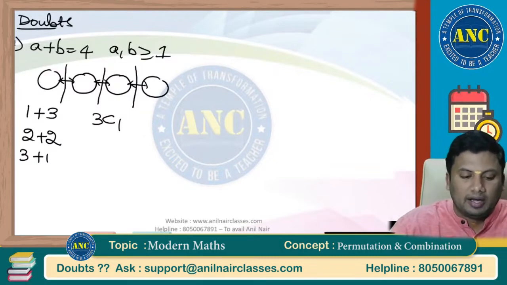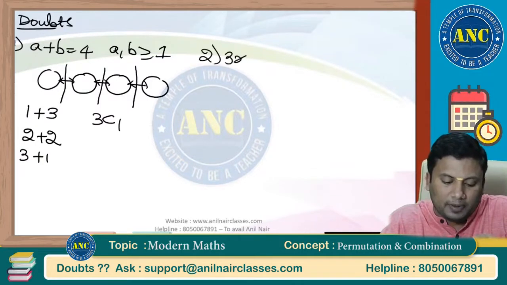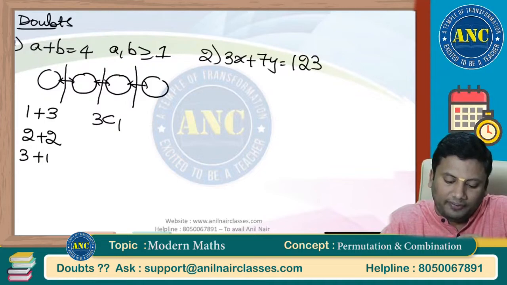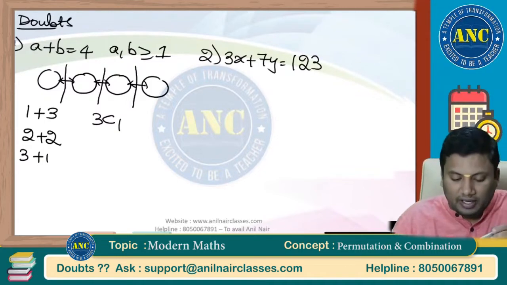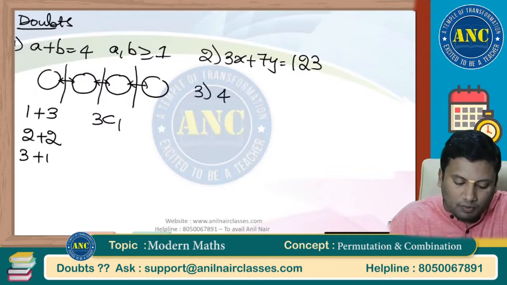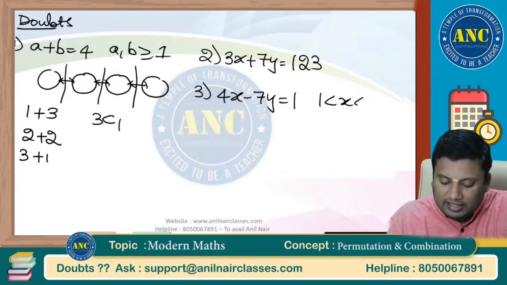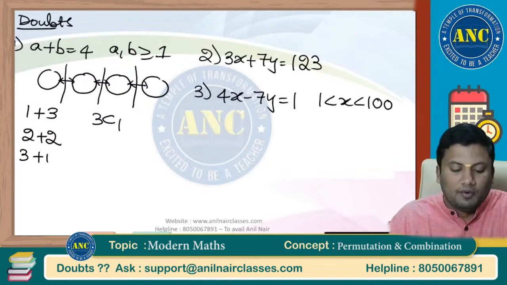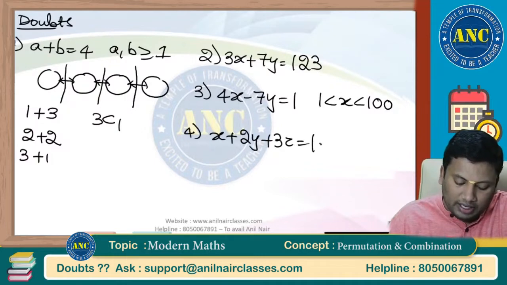But in our mock papers, we got questions like this, sir. 3x plus 7y equals 123. What if the coefficients are greater than 1? Write 3x plus 7y equals 23. Sir, what if there is a minus sign in between? 4x minus 7y equals 1, with 1 less than x less than 100. What if there are 3 variables? x plus 2y plus 3z equals 18.